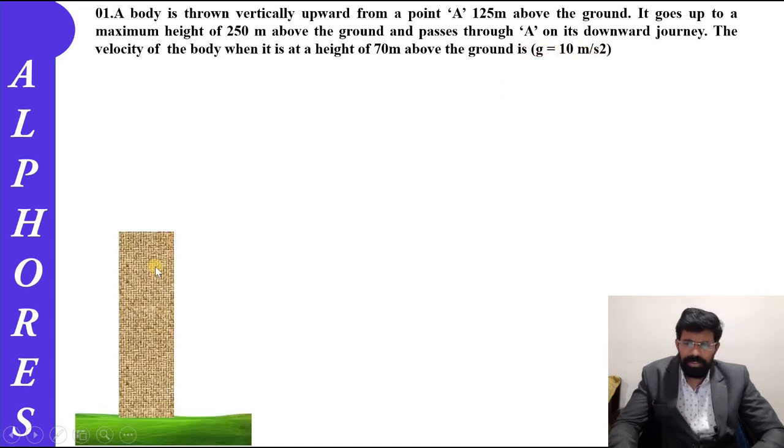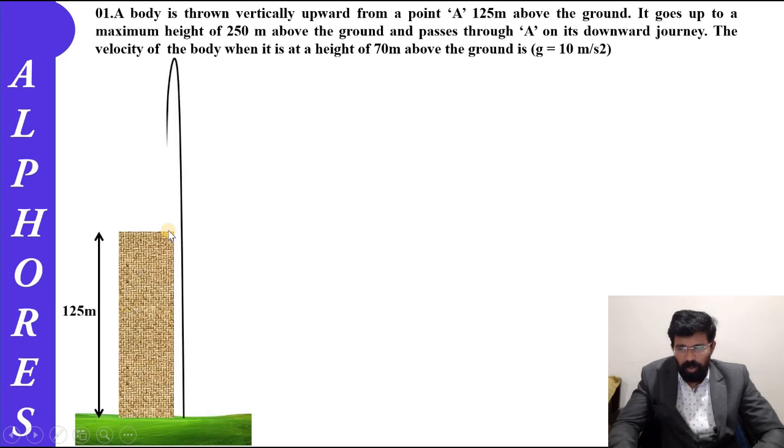Let us try to understand the situation. I will consider the tower here. Of course, in the question he did not mention anything about a tower. It was said that at a height equal to 125 meters there is a point. So I am imagining a tower of height 125 meter and I am going to project the body from this point. I'll call this point as point A.